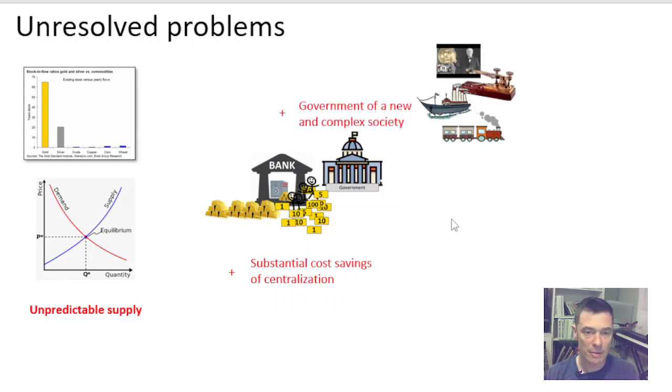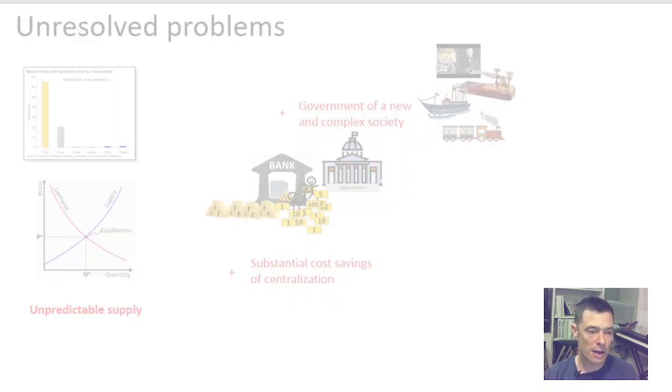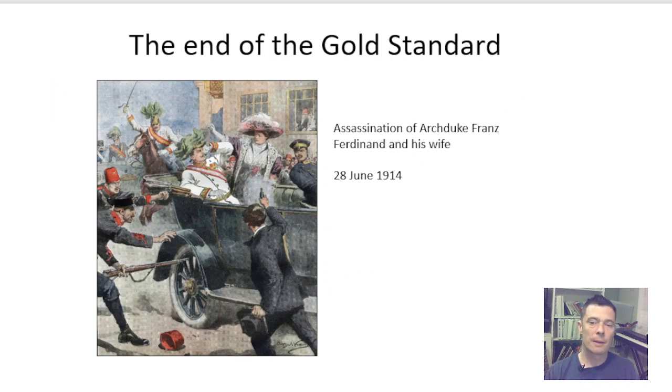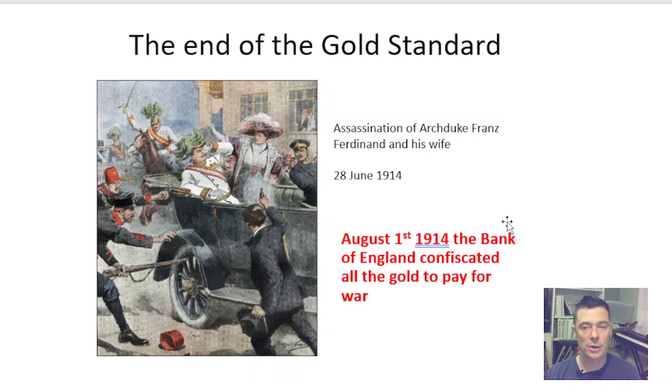And then on top of that, government was taking on a new role, while society was becoming much more connected and really much more advanced. But all of these problems went away just over the course of a few days, because after this assassination, it was just a few weeks after this assassination that was the start of World War I. It was the end of the gold standard.